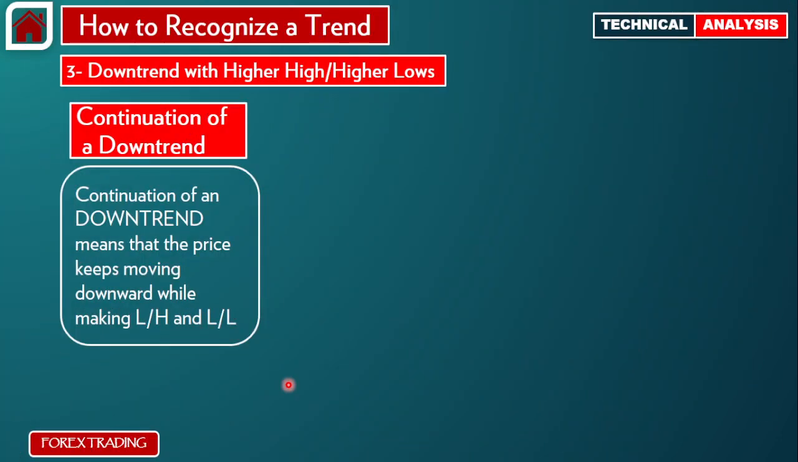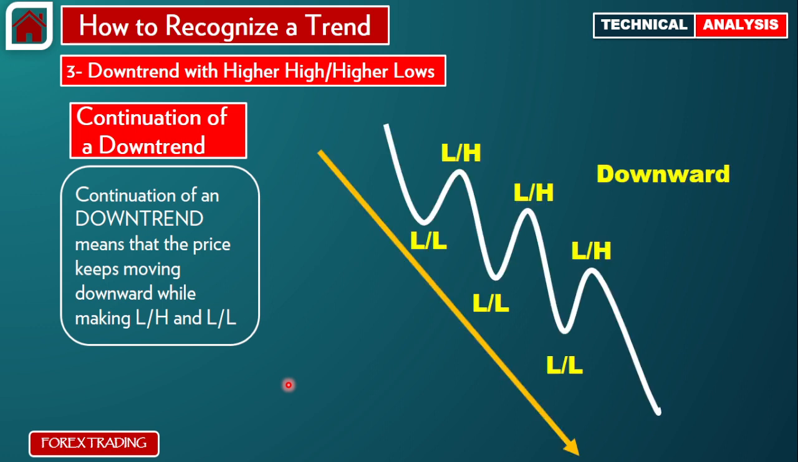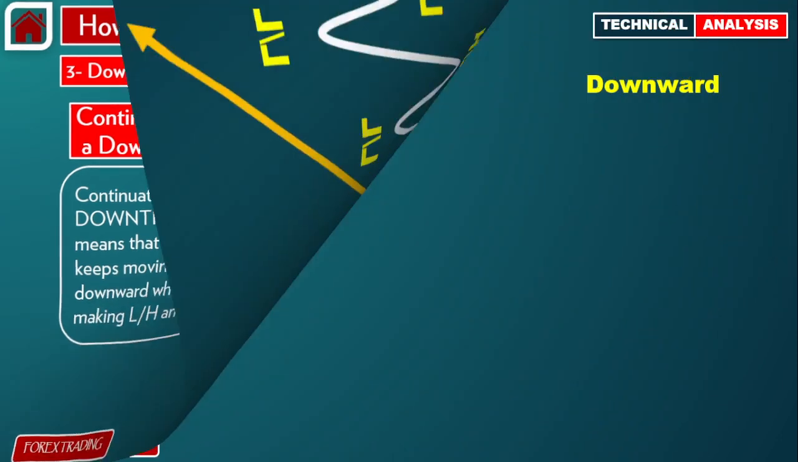Okay, all right. When we see there is a continuation of a downtrend, continuation of a downtrend means that the price keeps moving downward while making low high and low low. So just like in this picture, it's pretty obvious it's making low highs and low lows, and it keeps moving downward, which means it's kind of an ideal market situation where traders can come in and take a sales trade.